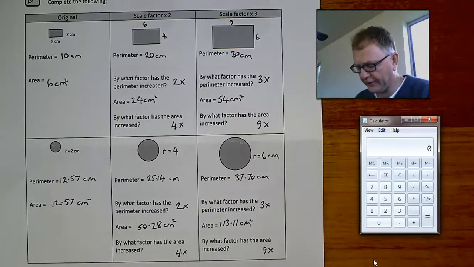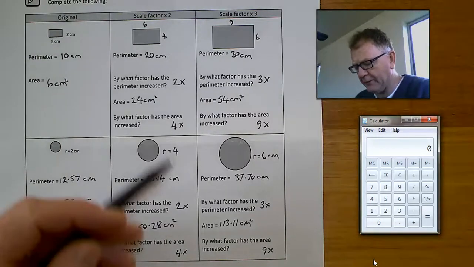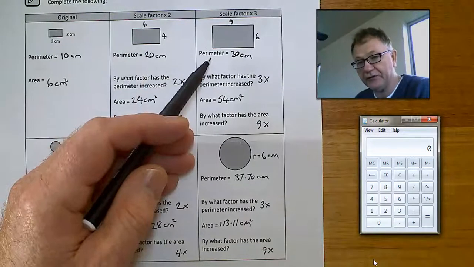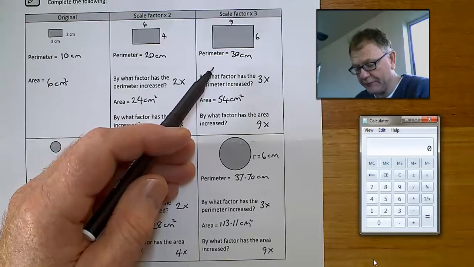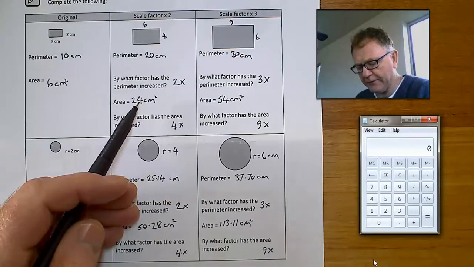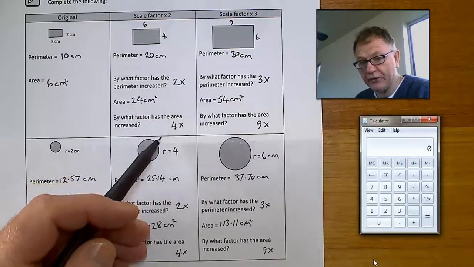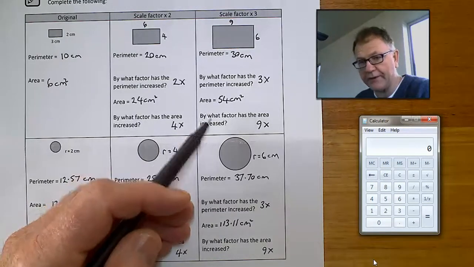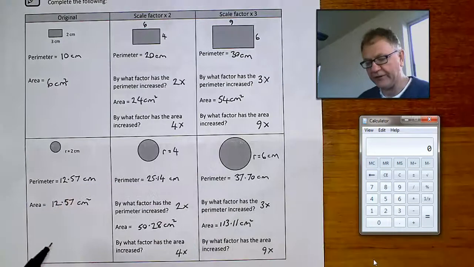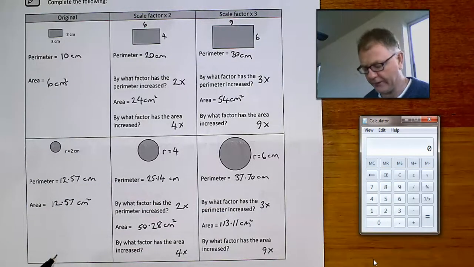Well, I've done some calculations. I wonder how yours matched up with mine. This is what I found. I found that when I doubled the dimensions, the perimeter doubled. When I tripled dimensions, the perimeter tripled. But the areas were quite different. Doubling the dimensions brought about a 4 times increase in the area, or tripling them brought about a 9 times increase in area. I found exactly the same results worked for the circle.